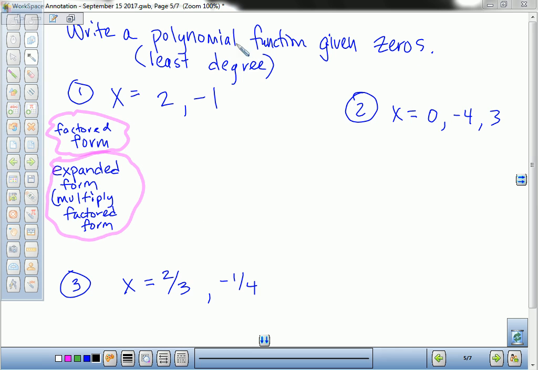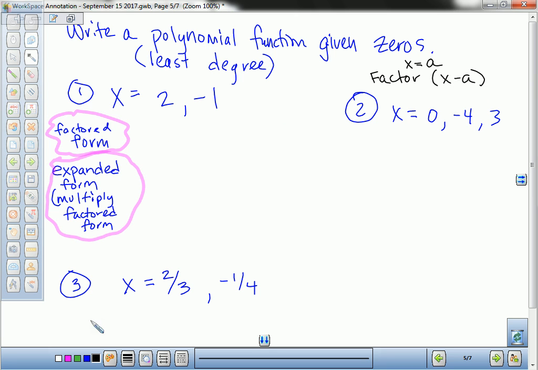Okay, so given zeros, or given the root. So if we said x equals a, if that is our 0 or our root, the factor for that is x minus a, right? We always do the opposite here.